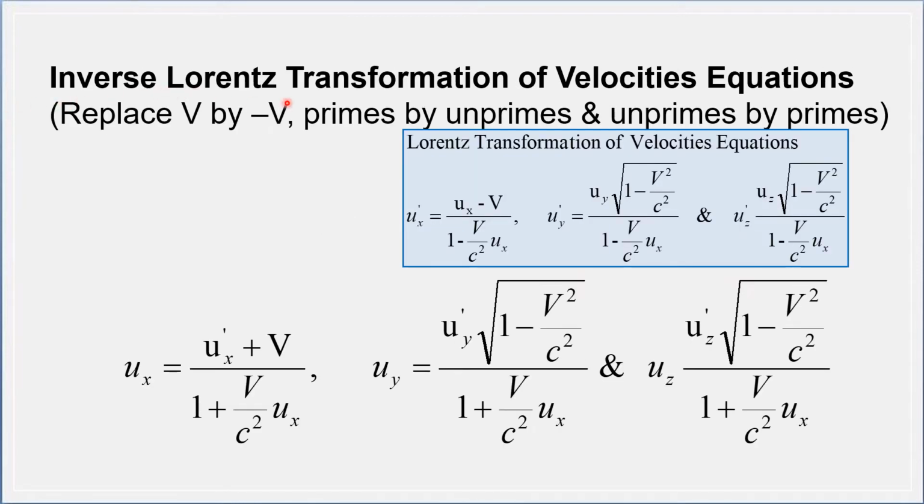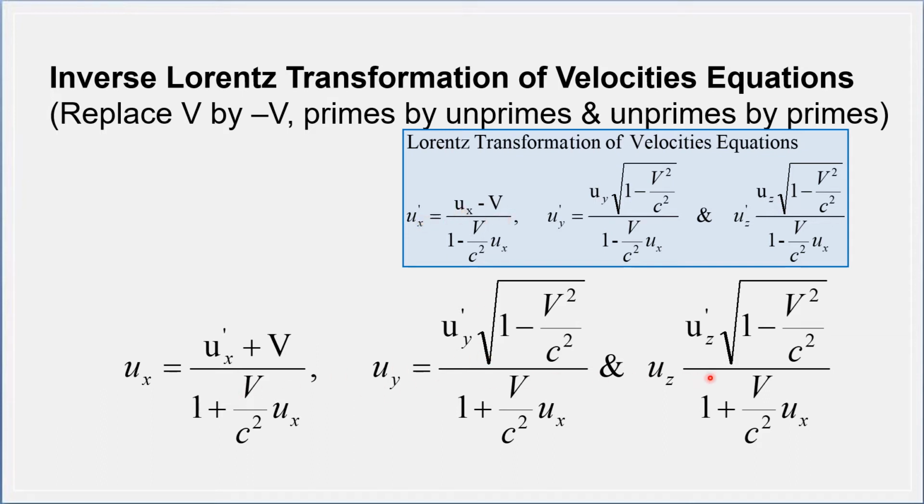Then to get the inverse Lorentz transformation of velocities equations, we consider the Lorentz transformation of velocity equations and substitute v by minus v, and primes by unprimes. Prime means dashes. Where the dash is there, you replace it by no dash, and where there are no dashes, you replace them with the dash.